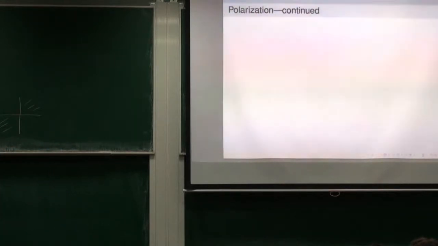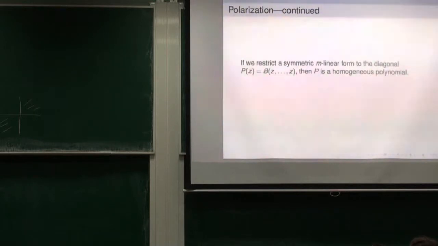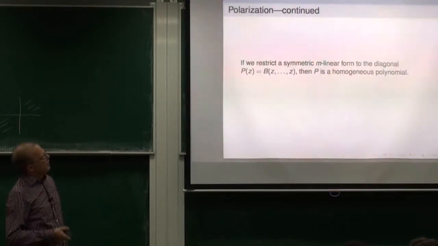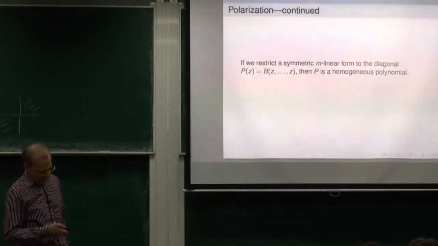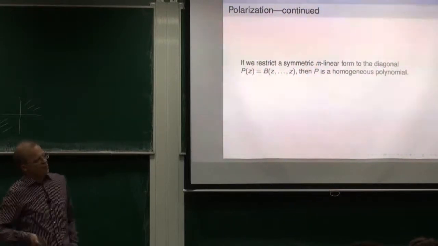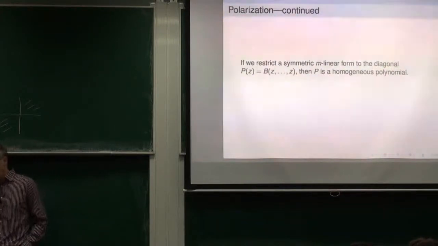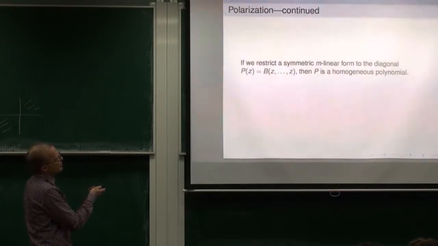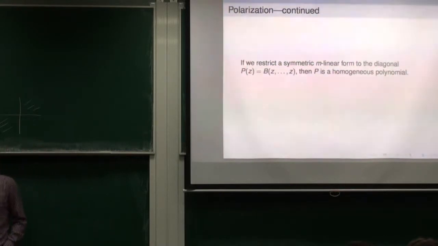So anyway, let me just mention how the relation works between these forms and the polynomials. In one direction, it is clear. If I start with a form, I can easily produce a polynomial simply by putting in the same vector in each of the arguments of the form. That gives me a homogeneous polynomial clearly, and the degree will be m.